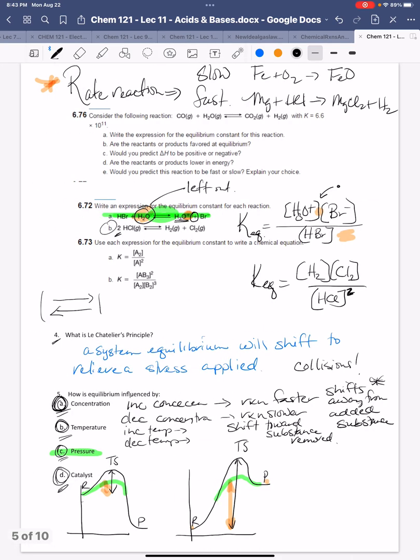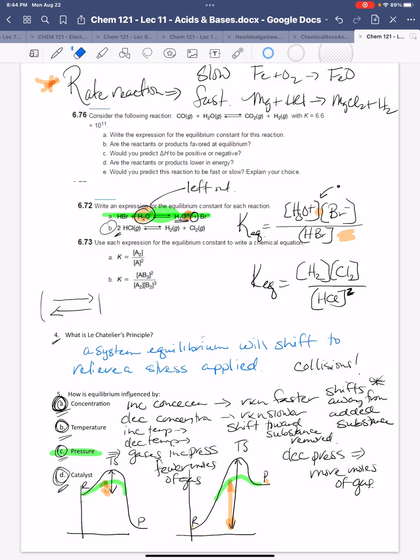So long story short, pressure only applies to gases, okay? And if you increase the pressure, right, you're going to go to the side with fewer moles of gas, okay? And if you decrease the pressure, the opposite's going to happen. It's going to go to the side with more moles of gas. And it all goes back to collisions, right? We always kind of go back to collisions.